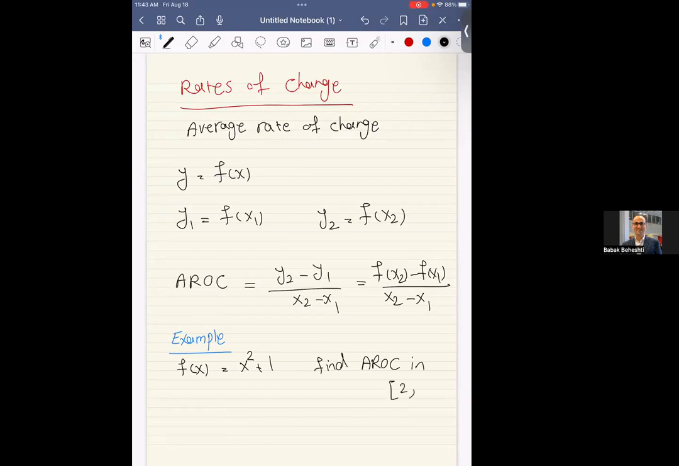This interval. So here x1 is 2, x2 is 5. So y1 is f of x1, which is 2 squared plus 1, which is 5.